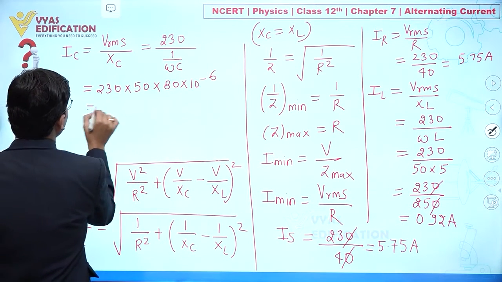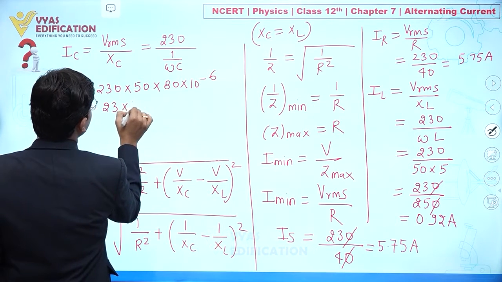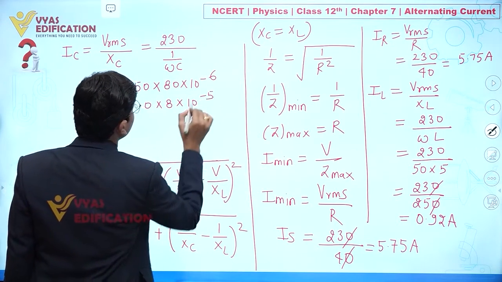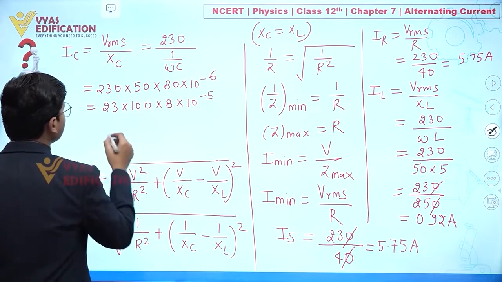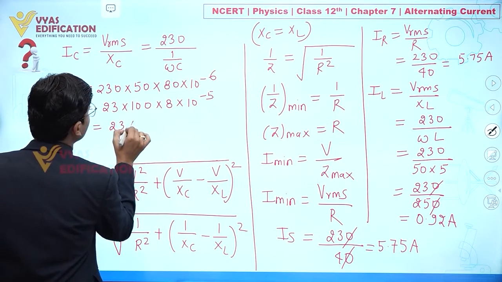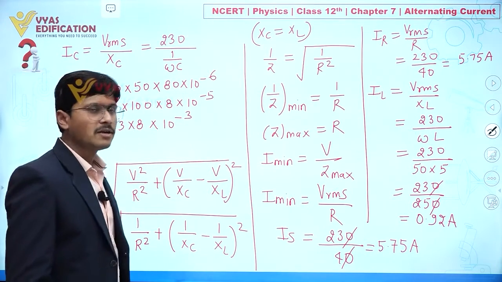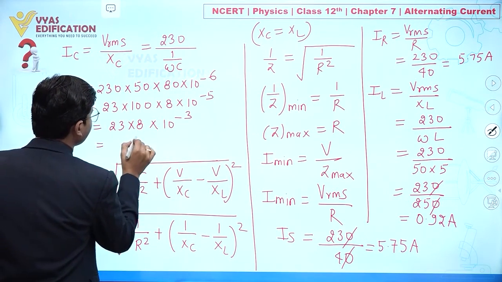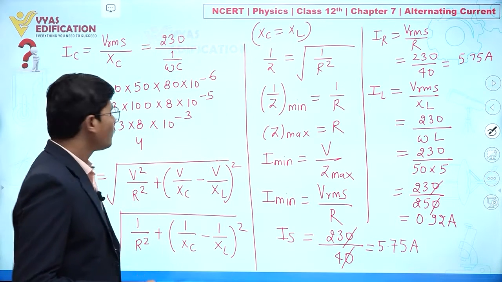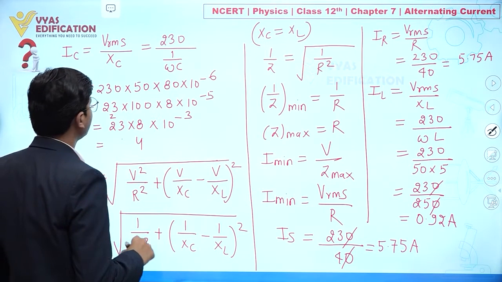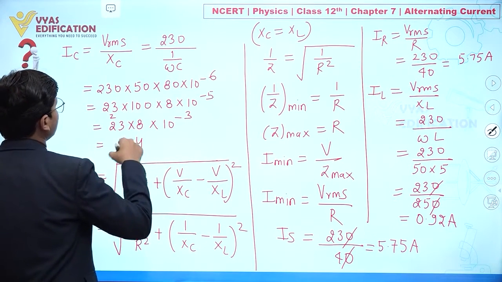So we can see 23 into 100 into 8 into 10 to the power minus 5. So this is 23 into 8, multiplied by 10 to the power minus 3. Now if you multiply, you can see this is 24, we have 2, and 16, 18. Just a minute.